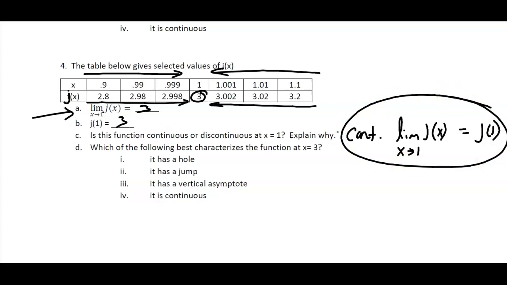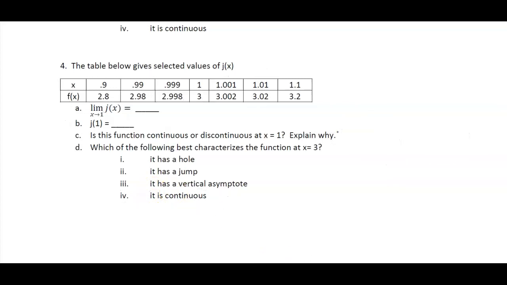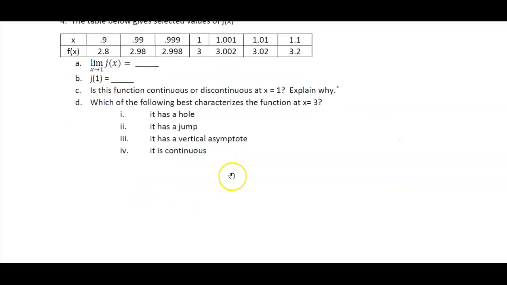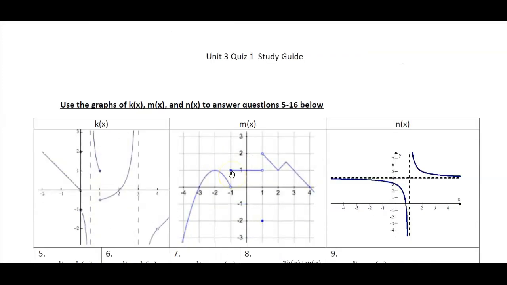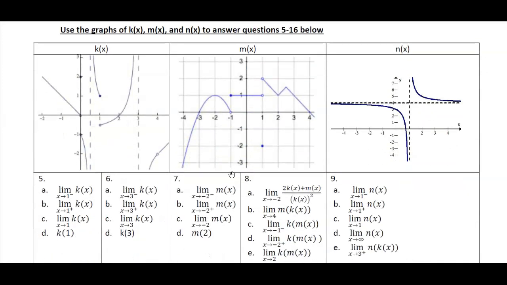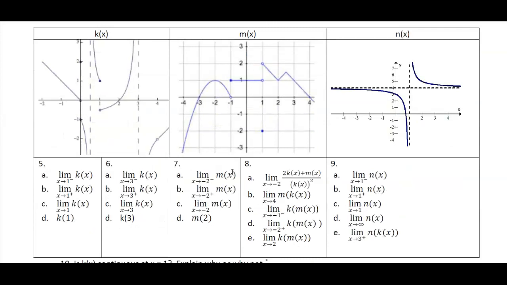Which of the following best characterizes this function at x equals 1? Well, it doesn't have a hole, a jump, or an asymptote because it's continuous. And so whenever you have a continuous one, we're just going to say, okay, it's continuous. All right. So that's the table stuff you guys can expect to see. Let's go ahead and move on into some graphing things here.